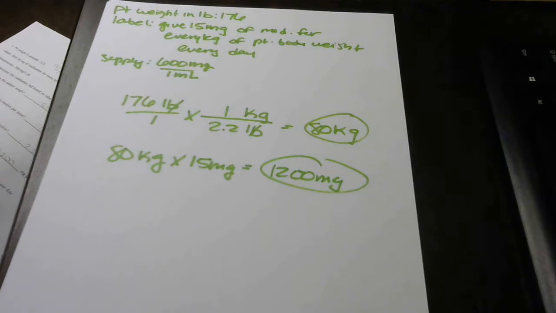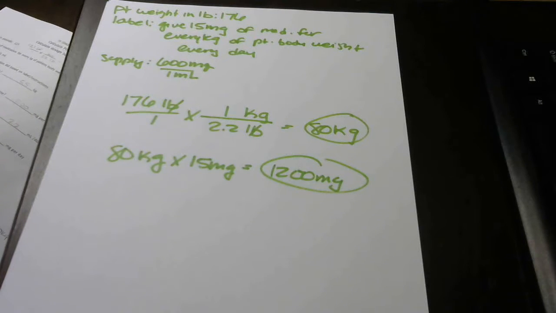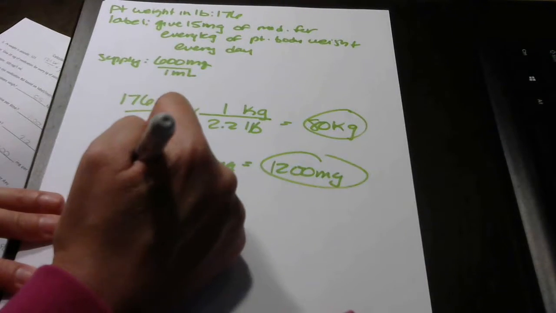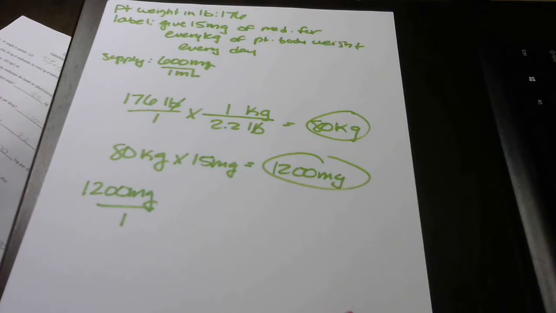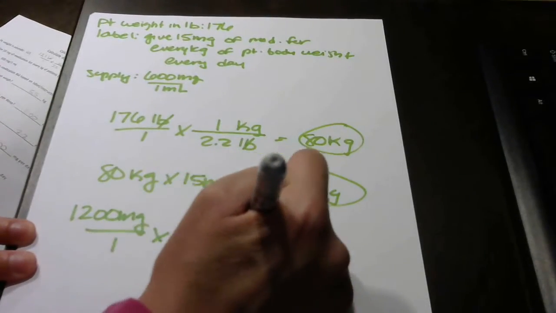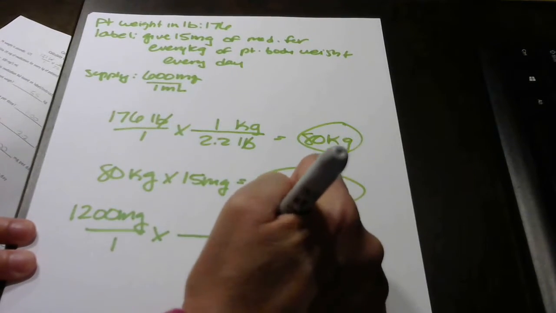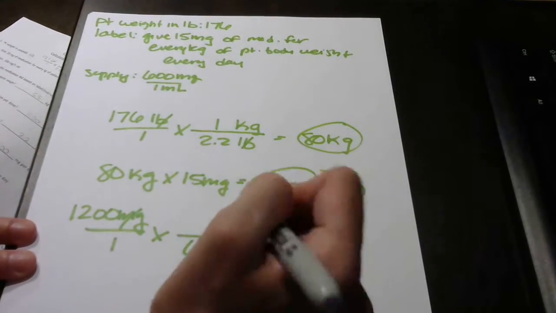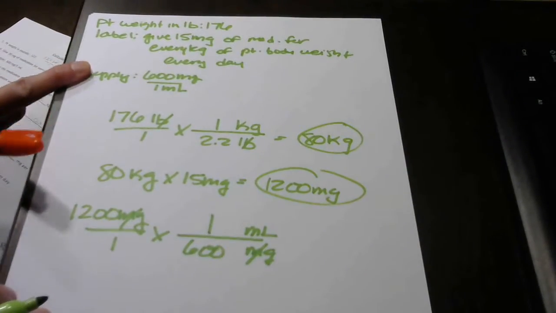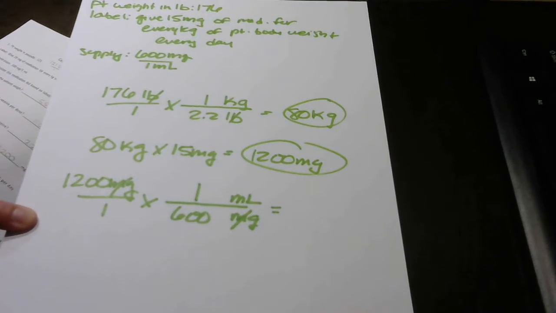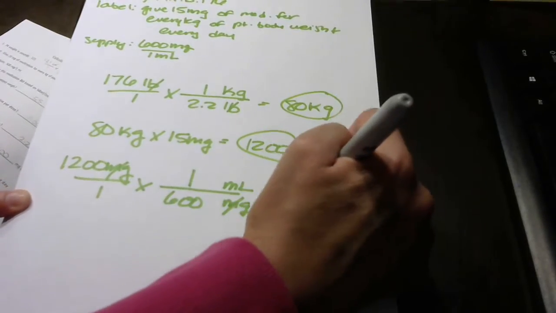And then the third question is, how many milliliters per dose should this patient receive? So we're going to put down 1200 milligrams over 1 for our dosage, and we're going to take that times our supply, and we want to get our final answer in milliliters. So milliliters goes on top, milligrams goes on bottom, so they cancel out. We put 600 milligrams, which I'm getting from the supply, over 1 milliliter. So we just take 1200 divided by 600, which is, of course, 2. So the answer for the last question is 2 milliliters per dose.